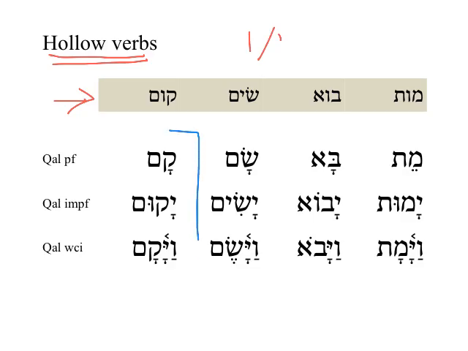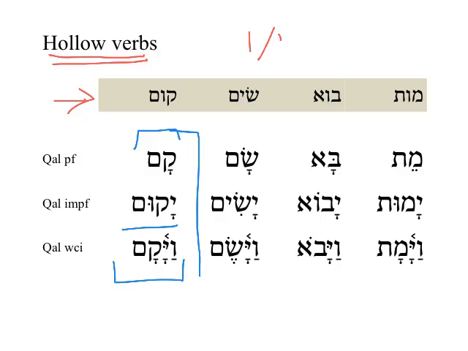Here we have from qum, to arise, we have qam, he arose. We can see that the middle root letter has dropped out, so because it's hollow, leaving us just the pe and the lamed, or the first and the third root letters. In the imperfect, the vav stays in as a shureq, yaqum, he will arise. However, it's apocopated in the vav consecutive imperfect form, and he arose.